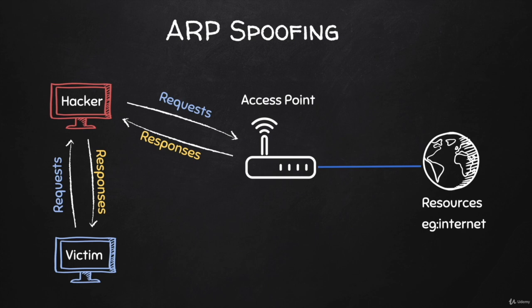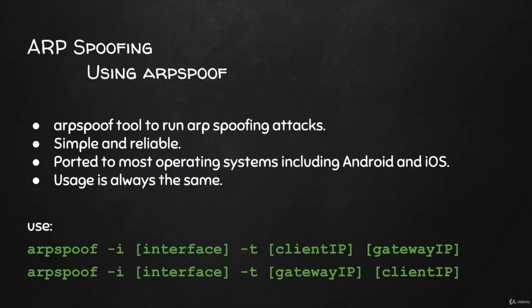Now there are a number of tools that can be used to run an ARP spoofing attack. You can even build your own tool, and I covered this in my Python programming course. But in this lecture, I want to show you how to use a very simple yet reliable tool called ARP Spoof. Then, in the next lectures, we'll use a tool called BetterCap because it has more features.